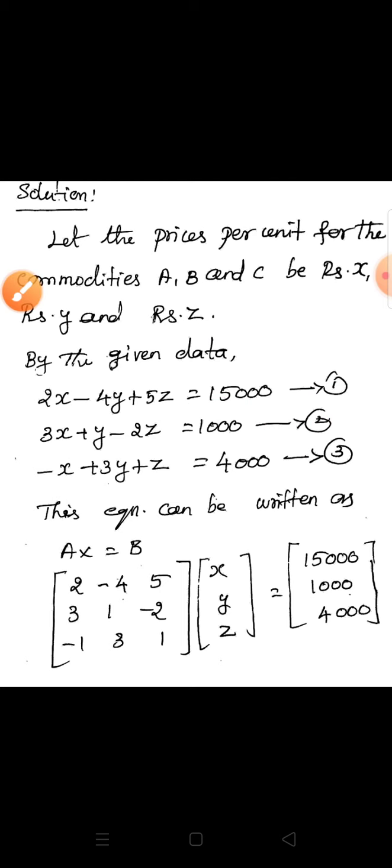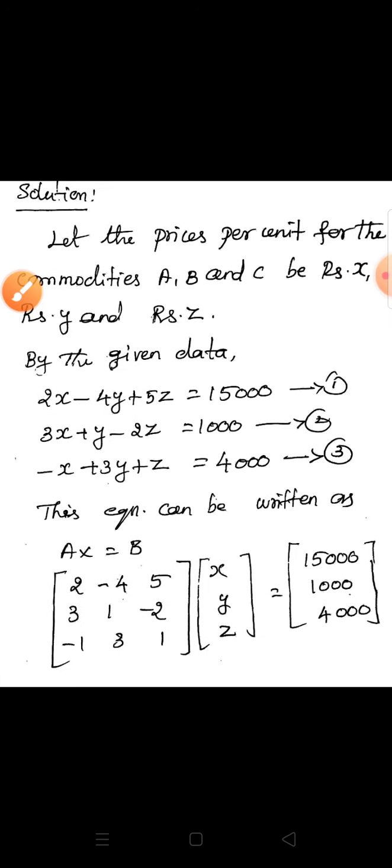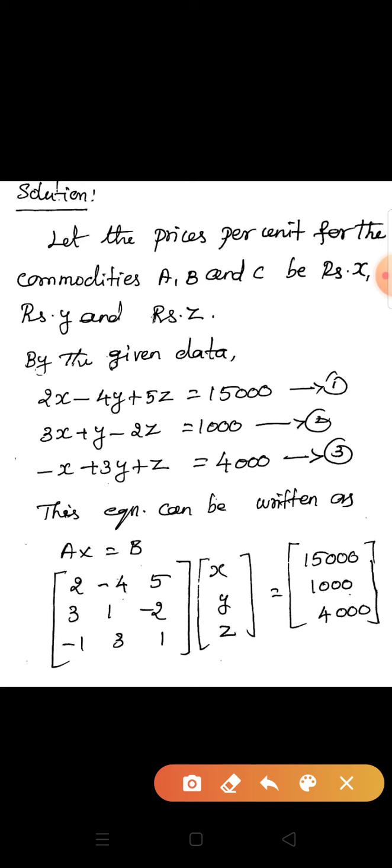Here, P sells 2 units of A and 5 units of C. The cost price is P purchases 4 units of B. The selling price is 2 units of A and 5 units of C. So we add 2 units of A and 5 units of C and subtract 4 units of B. The first equation is 2x minus 4y plus 5z equal to 15,000.